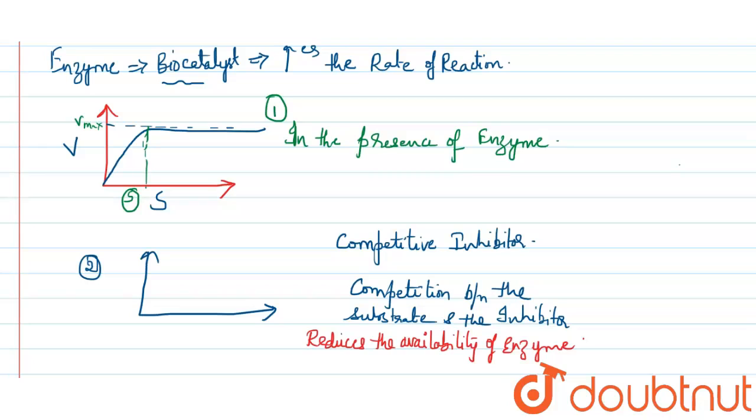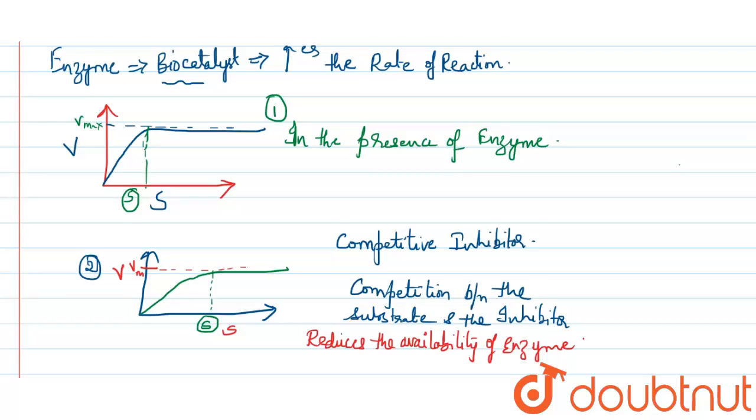So in such conditions, this is substrate on the x-axis and velocity on the y-axis, and this is Vmax. Vmax is attained at a higher substrate concentration and then it is stabilized, because there is competition for enzyme between the substrate and the inhibitor. So this is the substrate concentration at which Vmax is attained. In the presence of a competitive inhibitor, Vmax is attained at a higher substrate concentration.